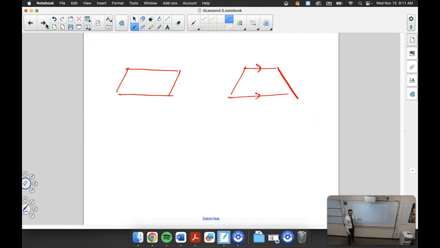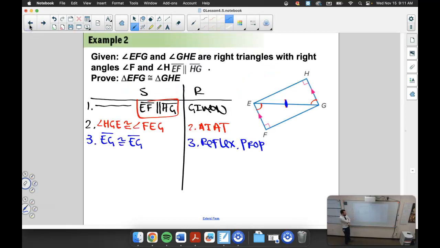No. Parallelogram, yes, the opposite sides would be parallel and congruent. Trapezoid, parallel lines, not congruent. All right. Now, I'm okay at this point if you do one of two things. You can do this. You can do that.